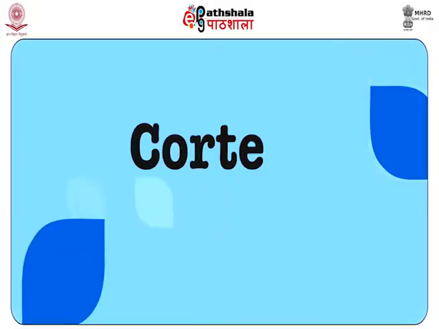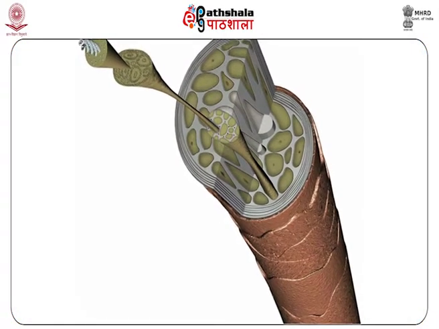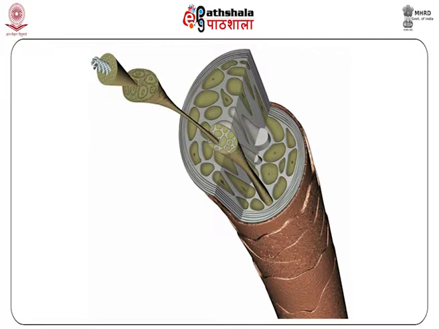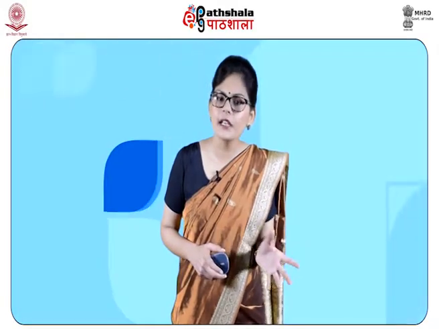Next part is the cortex. The cortex is present within the cuticle. It is like a hollow cylinder composed of fine fibers of protein material. Spindle-shaped cortical cells aligned in a regular pattern form the cortex, which are present parallel to the length of the hair. It comprises the bulk of hair.